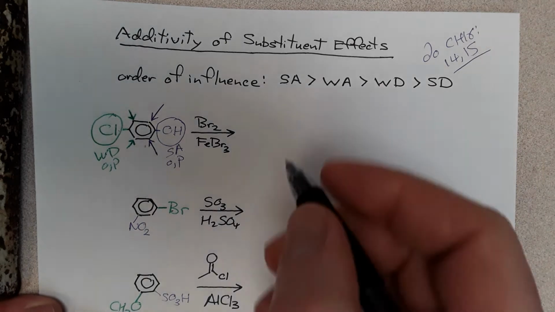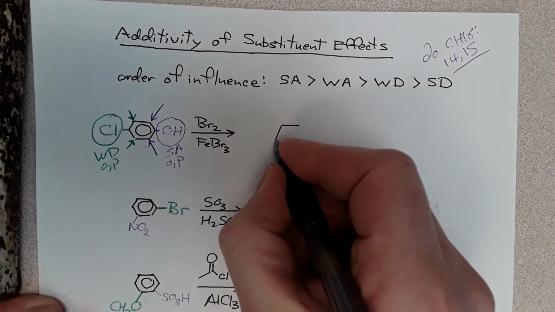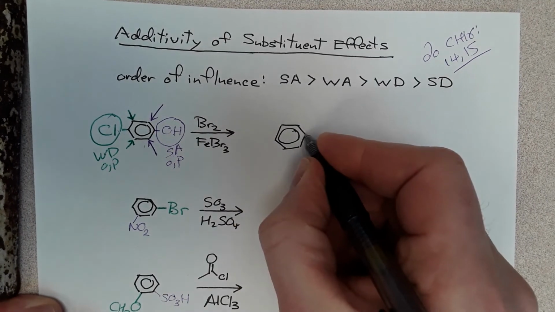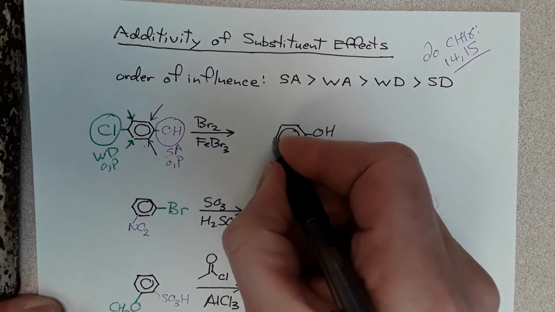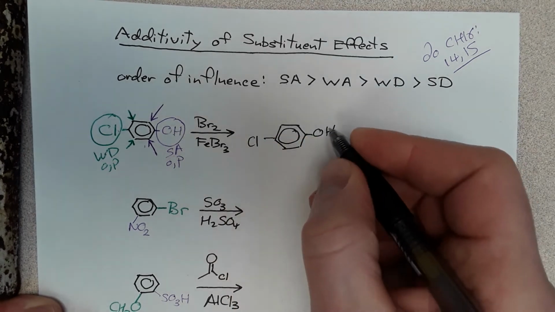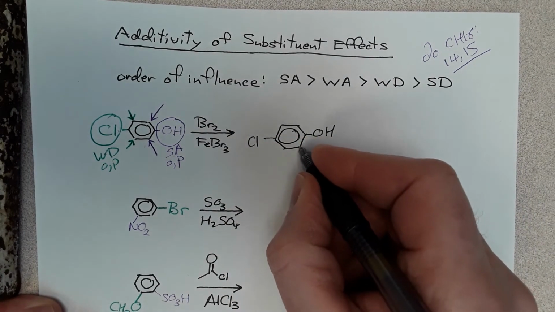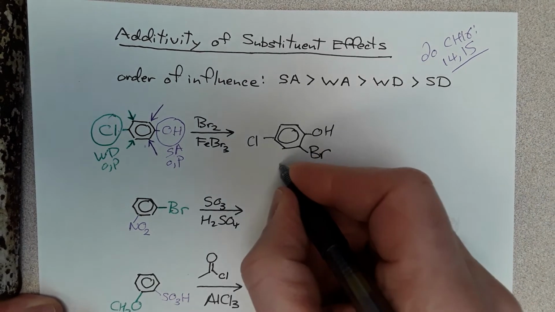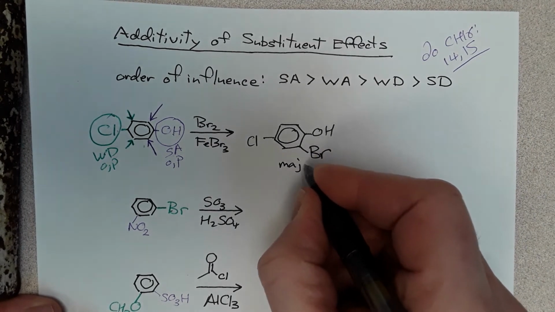So this isn't the only product that will form, but this is the major product that will form, where the greatest influence is in directing. So with the OH there, the chlorine here, and then we're adding the bromine. Doesn't matter if we show it on the top or the bottom, we're adding. That is the major product.